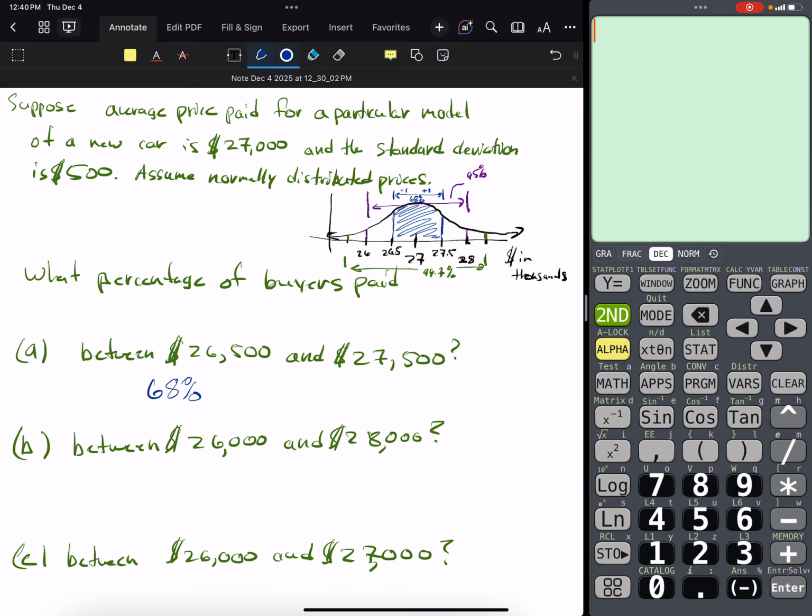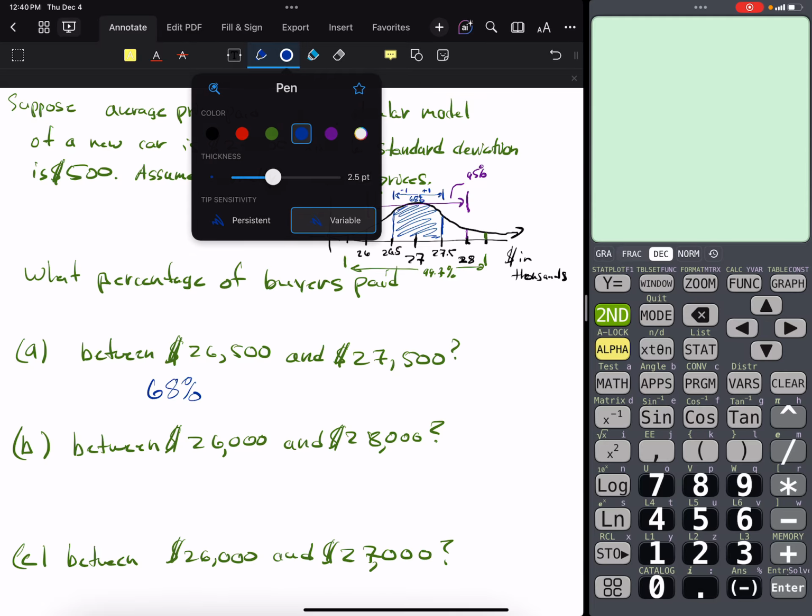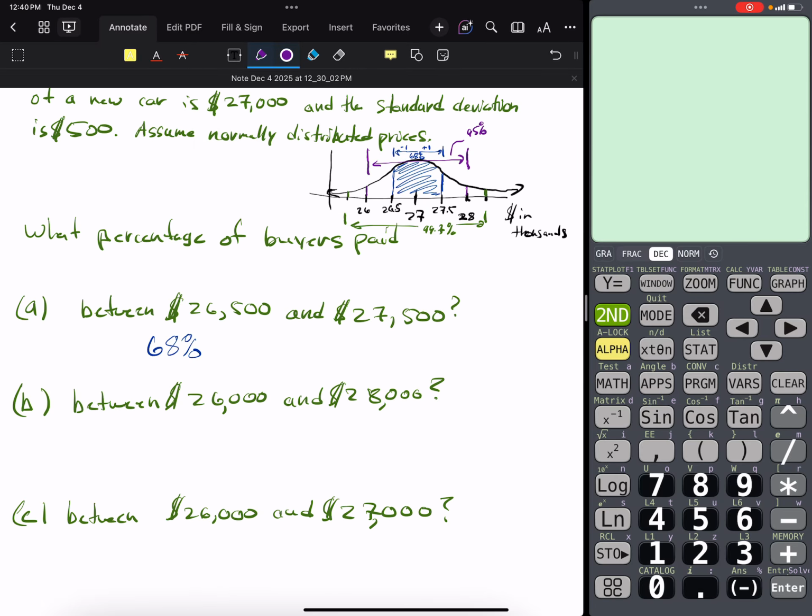26,000 and 28,000 is the same idea. It's just plus or minus 2 standard deviations, because if a standard deviation is 500, then 1,000 is 2 standard deviations. So it's plus 2 standard deviations to get up to 28,000, and minus 2 standard deviations to get down to 26,000. Again, straight from the 68, 95, 99.7 rule, 95% of my buyers would fall into that category.